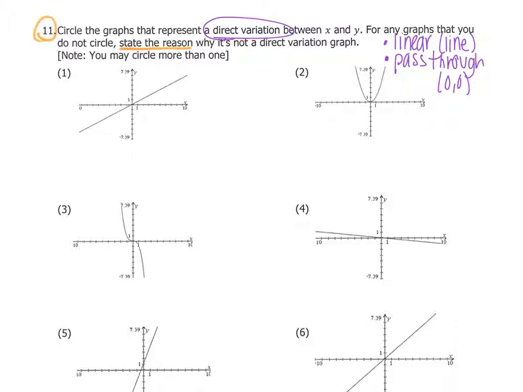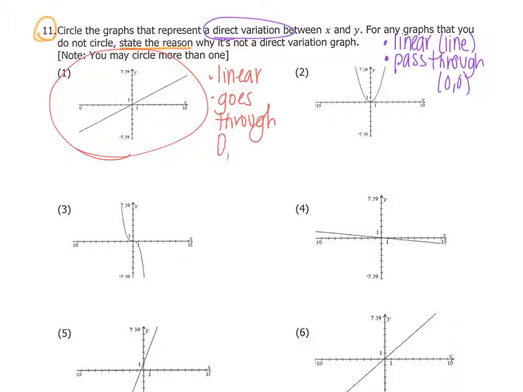So we're going to take a look at these. We're going to circle the ones that are direct variation. We'll even write a reason as to why, and then we're also going to write reasons as to why things are not direct variation. If you take a look at this first one, number 1, it looks like we have a straight line, so that's good. It's linear. That's point number 1. And then you see that it's passing through the origin, (0, 0). So we're going to circle this, and we're going to write why. We're going to say that it's linear, and it goes through (0, 0).